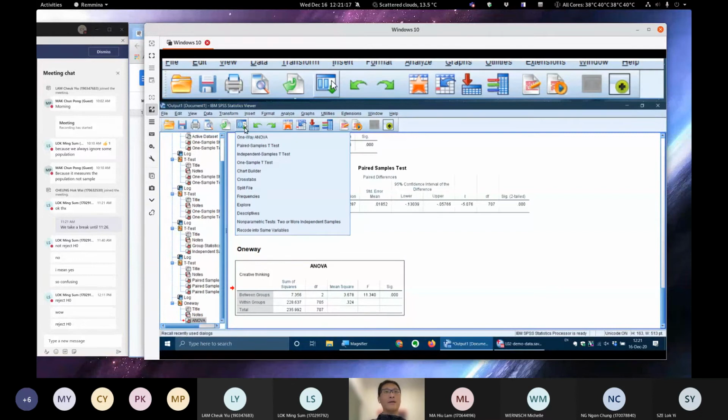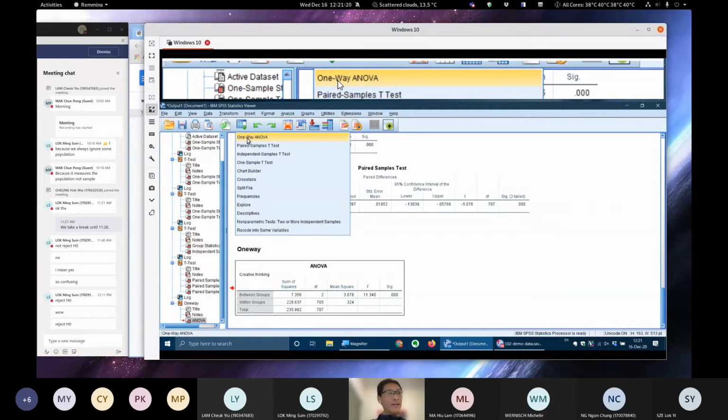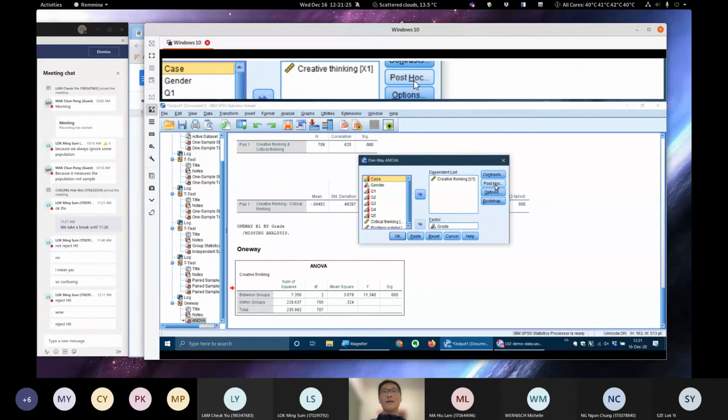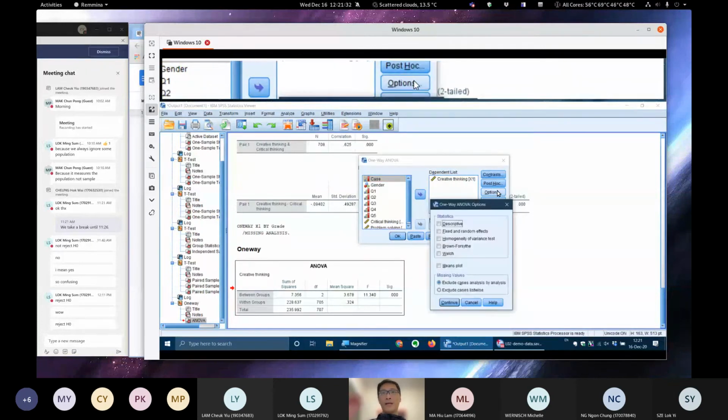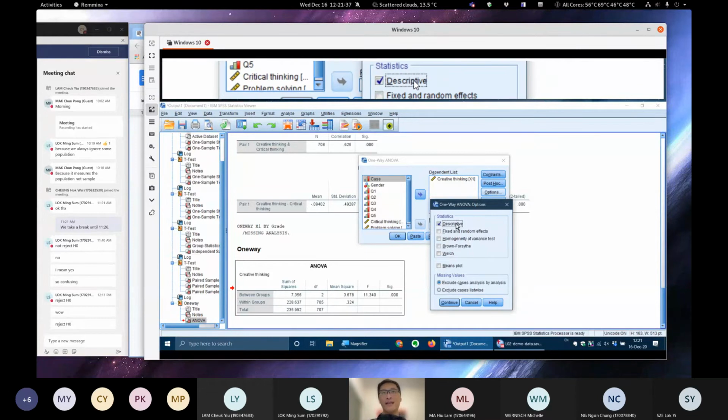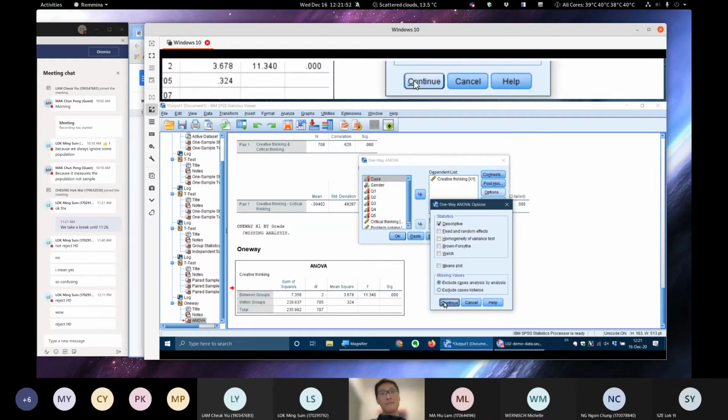Now we go to the one-way ANOVA here again. We go back to here. First of all, we go to the options, so that we can choose to display the descriptive statistics of the groups. We did not show the descriptive statistics for ANOVA, so let's show this here. And we click OK, continue.